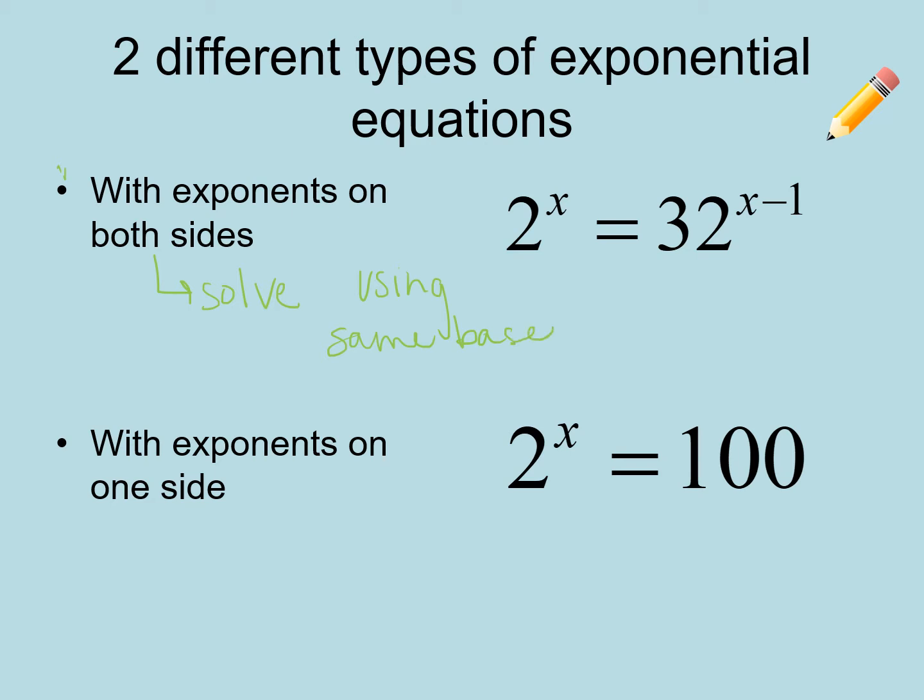Okay, but there's also equations where we have exponents on just one side. And again, you could try solving with same base, but a lot of times when this happens, the odds of being able to do same base are few and far between. So this is where we might have to use the trick of logs. As we jump forward, have both of these in mind, okay? We have exponential equations where we have exponents on both sides, but we also have exponential equations where we only have an exponent on one side, and there are different ways we go about solving each equation.